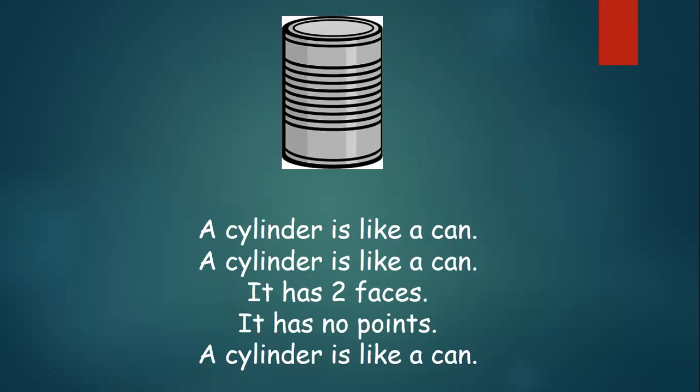A cylinder is like a can. A cylinder is like a can. It has 2 faces. It has no points. A cylinder is like a can. And remember, the faces are circles.